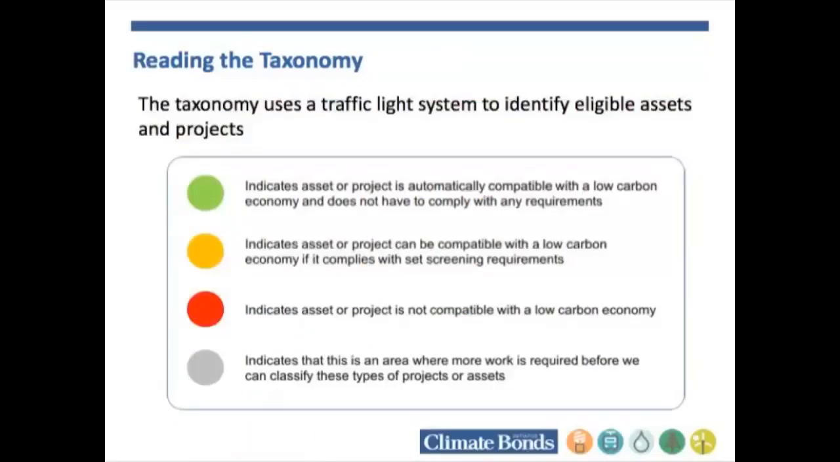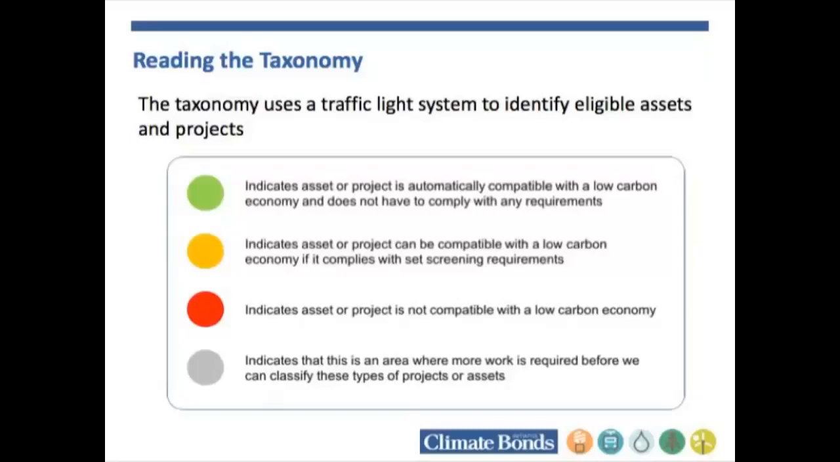The taxonomy, for ease of use, uses a traffic light system to identify eligible assets and projects. Every single line item in the taxonomy, which is basically at the level of an asset or project, has a green, orange, red, or grey circle in it. Green indicates that a project is automatically compatible with a low carbon economy and doesn't need to comply with any requirements. By requirements, we might mean a GHG emission threshold, or showing that there's no fossil fuel backup, or the GHG emission operation profile of the asset.